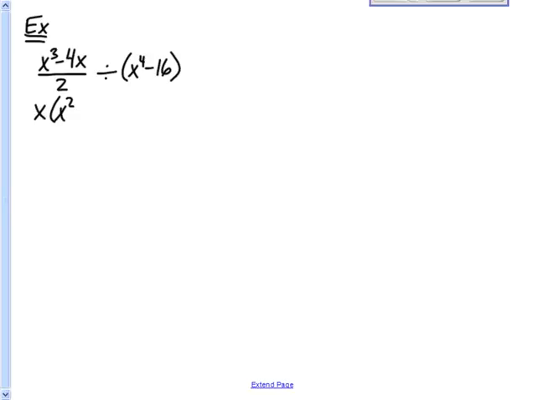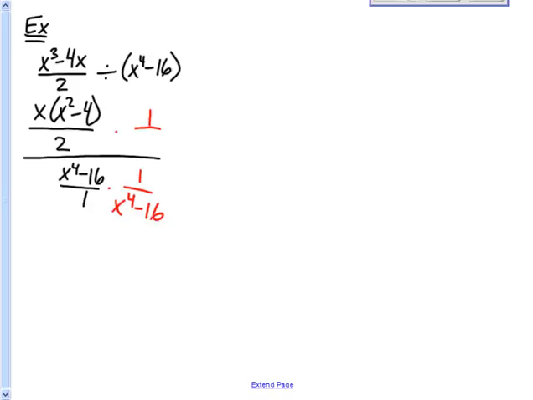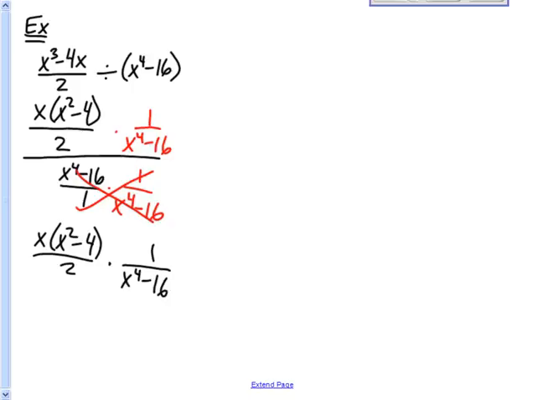X times x squared minus 4 all over 2, all divided by this x to the 4th minus 16. Okay, you know what, let me factor this at the end. So let me put this over 1 for now, and I'm going to flip it: 1 over x to the fourth minus 16. All right, so here's what we're dealing with. We've got this x, this x squared minus 4 over 2, and I've got this 1 over x to the fourth minus 16.